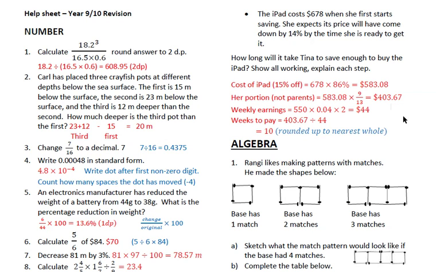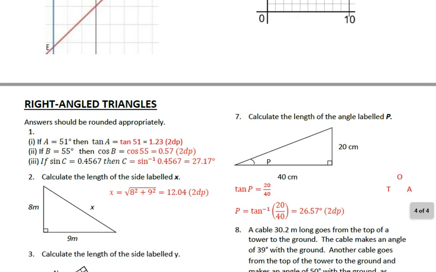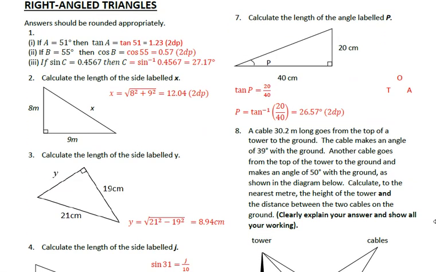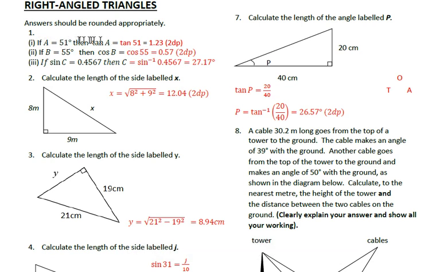Covering the help sheet, we're just going to look at the trigonometry section. If we scroll down to the trigonometry section, right angle triangles at the end here, let's look at number 1, part I. If A is 51, all we have to do is hit tan 51.